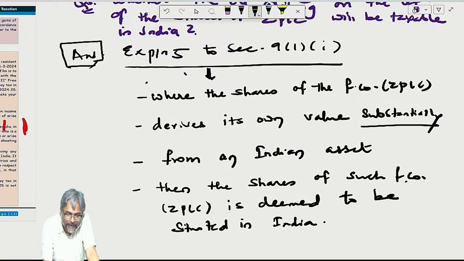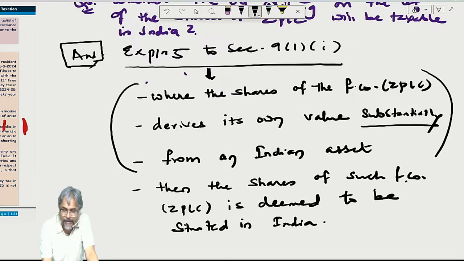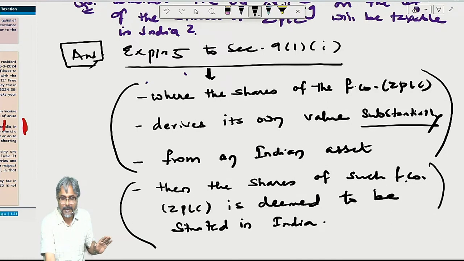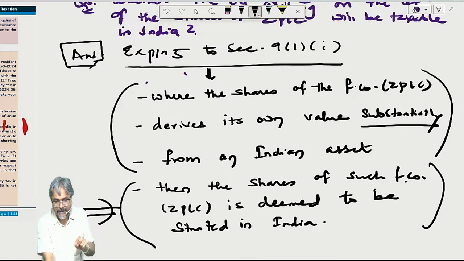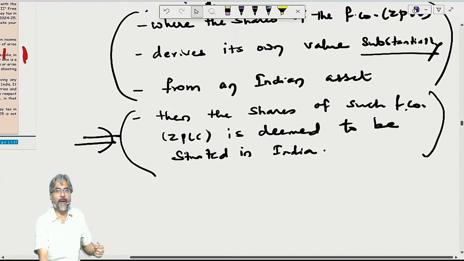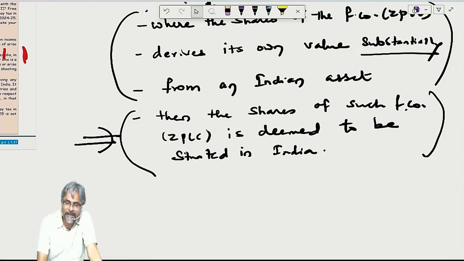So don't jump from here that because you derive substantial value from the Indian asset, therefore capital gain is accrued in India. Don't do that. Don't bypass this step. Write it properly, stating that then the shares of such foreign company are deemed to be situated in India. Once that has been written, then you conclude by saying, therefore capital gain arising on the transfer of such shares will be deemed to accrue or arise in India. I hope all of you are clear with this now.